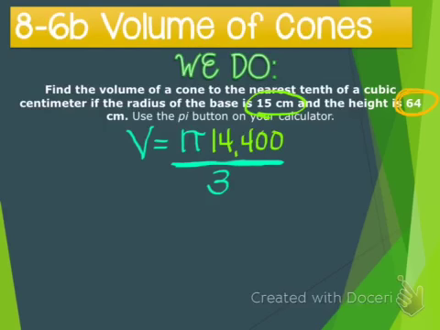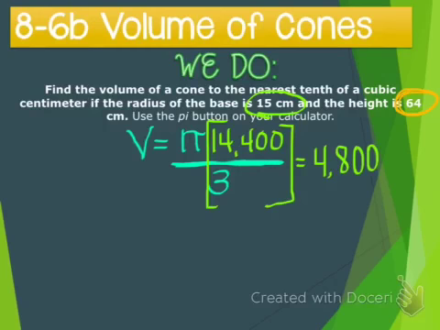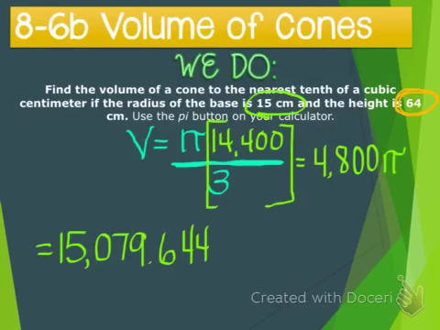And that is equal to 14,400. And now this is the tricky part because a lot of people would want to do pi first, but we're going to actually divide this number by 3 before we do our pi. And when we simplify that, we just get 4,800 pi. So now we can put it into our calculator. So we're going to use our pi button, so times the pi button and then equals. We get a total of 15,079.6, 4, 4, and it keeps going.